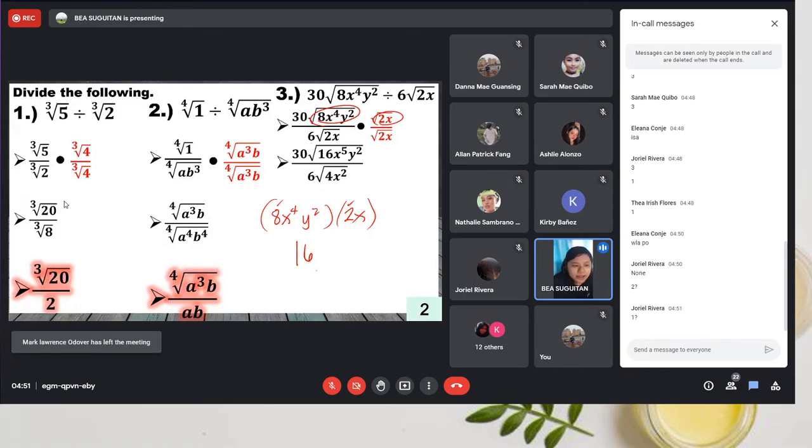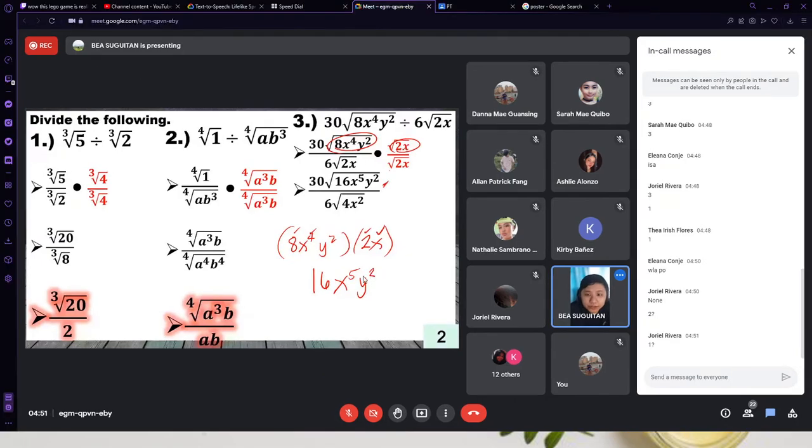And then for our x, we have x raised to 4 times x. That's why we will have x raised to 5. And since wala tayong y sa kabila, sa ating right factor, you just have to copy what is written on the left side. So that is y squared. That's why we have here 16x raised to 5y squared. Can you follow? Nakakasunod pa po ba? Yes, okay.